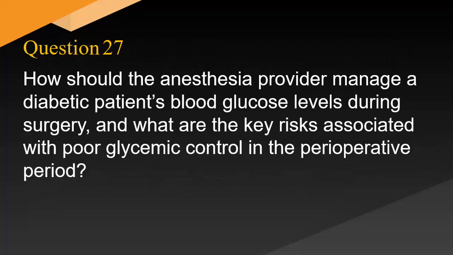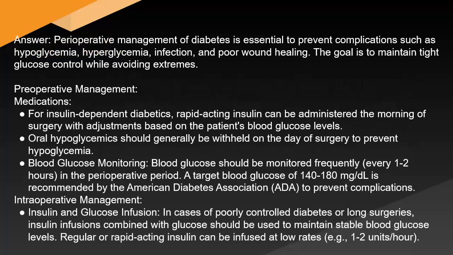How should the anesthesia provider manage a diabetic patient's blood glucose levels during surgery, and what are the key risks associated with poor glycemic control in the perioperative period? Answer: perioperative management of diabetes is essential to prevent complications such as hypoglycemia, infection, and poor wound healing. The goal is to maintain tight glucose control while avoiding extremes.